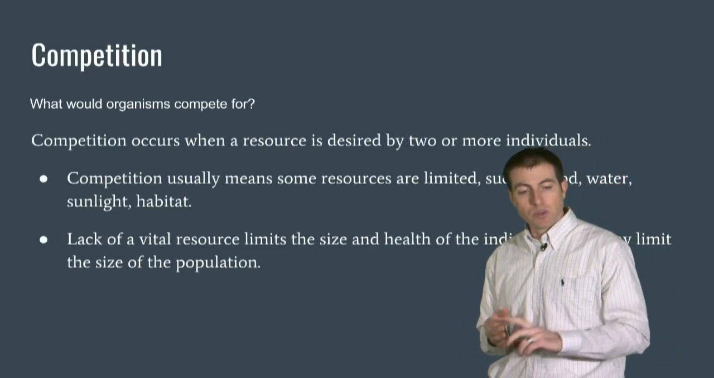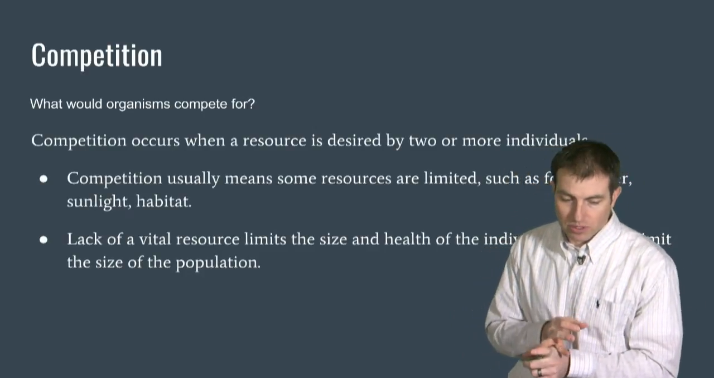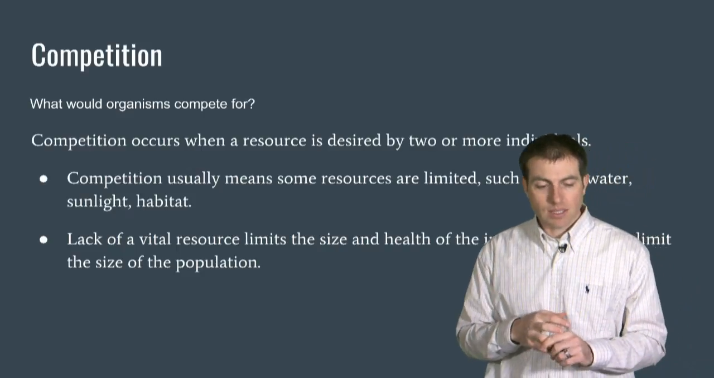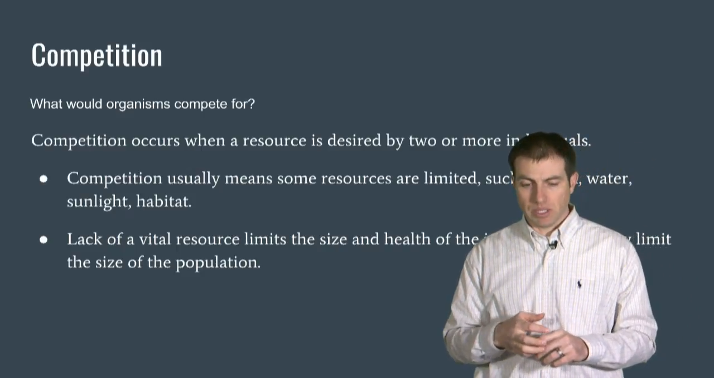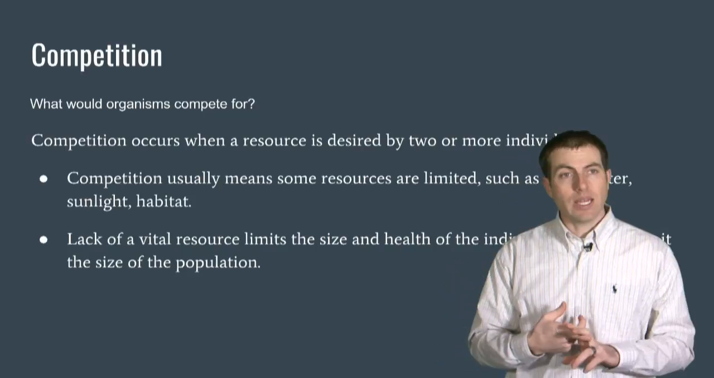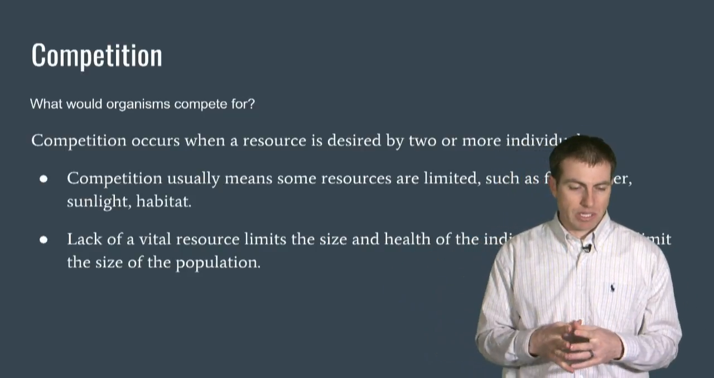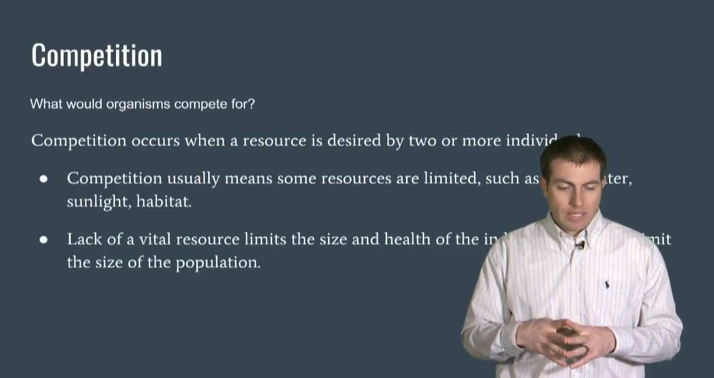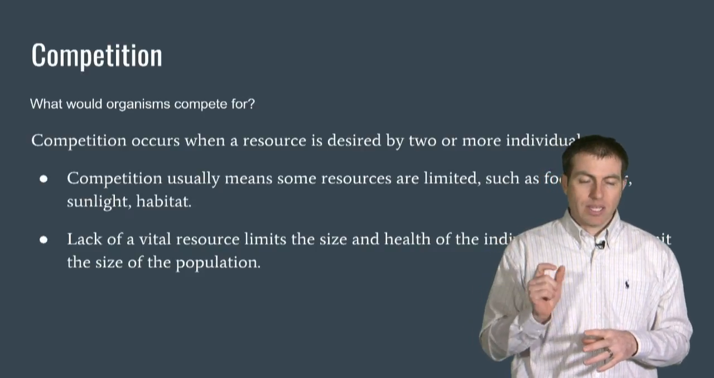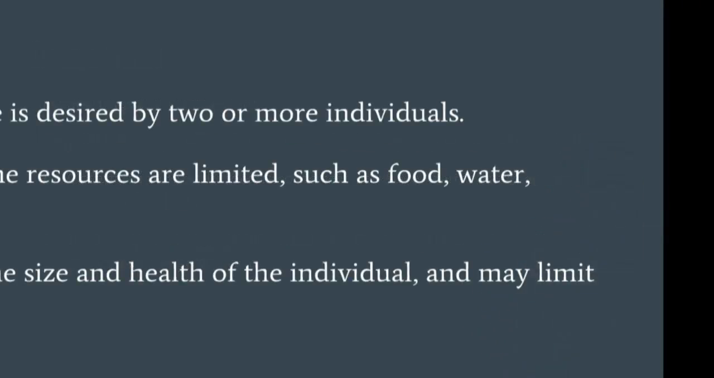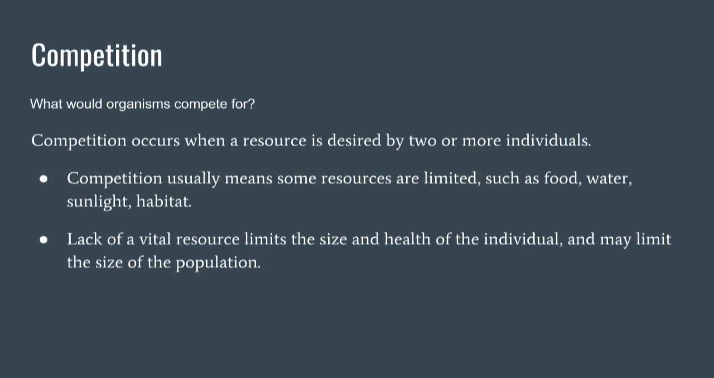A competition occurs when a resource is desired by two or more individuals. Usually when resources are limited. So we got food, water, sunlight sometimes for plants. Habitat, that was like territory, Josh, same idea, just a different word. And if you have the lack of a vital resource, that's going to limit the size and the health of the individual. And it can limit the size of the population.